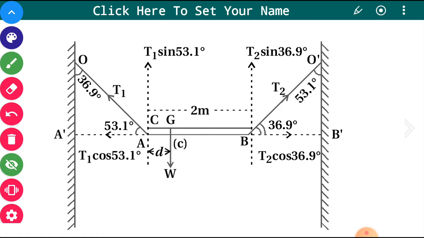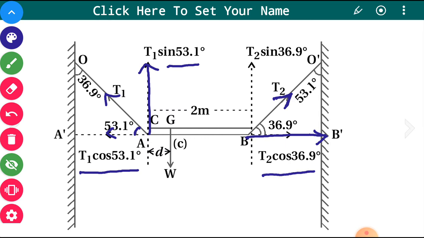Tension produced in the first string is T1 and tension in the second string is T2, and here, as I have explained, the angle is 53.1. So this side, the component of tension towards A prime is T1 cos 53.1, and perpendicular to it, the component of tension T1 is T1 sin 53.1. Similarly, for T2, the component towards right, towards B prime, is T2 cos 36.9, and this vertical component is T2 sin 36.9.